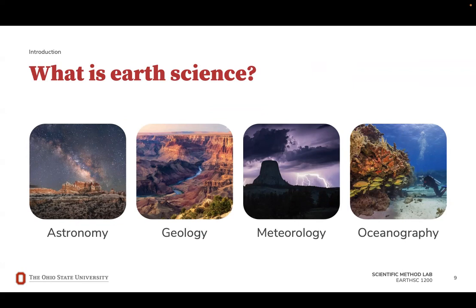Earth science encompasses 4 main branches: astronomy, the study of celestial bodies and phenomena beyond Earth's atmosphere, such as stars, planets, comets, and galaxies; geology, the study of the composition, structure, and processes that shape Earth, such as rocks, minerals, plate tectonics, volcanoes, and earthquakes; meteorology, the study of the atmosphere, weather, climate, including storms, precipitation, and atmospheric chemistry; and finally, oceanography, which is the study of the physical, chemical, and biological aspects of the oceans, including currents, waves, and marine life.